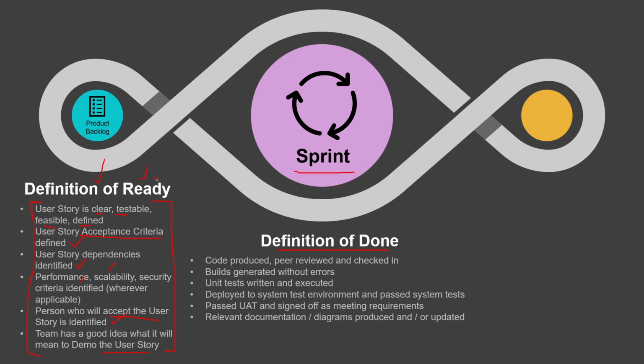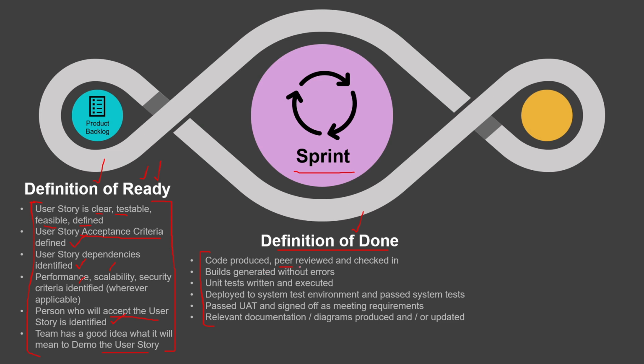So when you were ready, you moved the user story from the product backlog to the sprint backlog. Now you will move it out of the sprint backlog. That is, you will say that I'm done with the user story when you meet these conditions. And these are again just samples so that you understand what an example definition of done looks like.